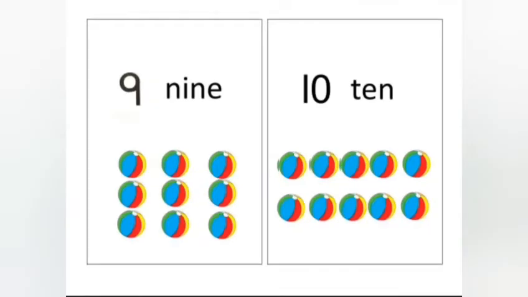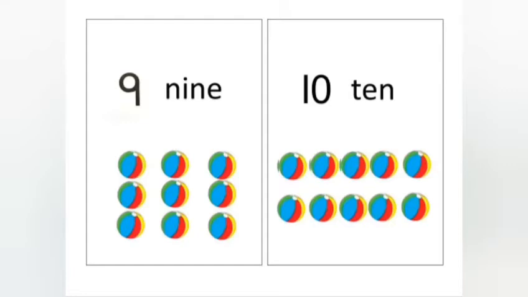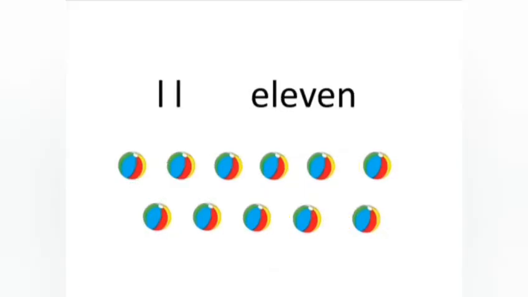Now there are 9 balls. So NINE, 9. There are 10 balls in the next box. TEN, 10. Children, can you count the number of balls? Yes, there are 11 balls. ELEVEN, 11.